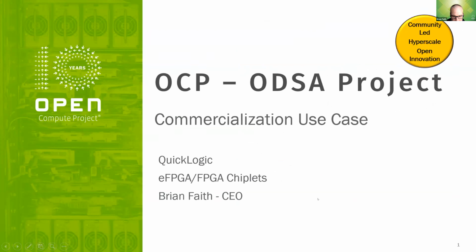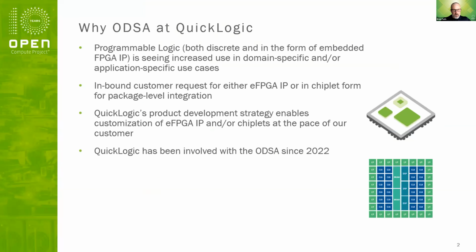Let me start with a little bit about QuickLogic. Go ahead and go to the next slide. So QuickLogic is an FPGA company. We do discrete FPGAs, FPGAs with processor cores, and we do embedded FPGA IP cores. And especially with the supply chain constraints in the market today, a lot of our customers are coming to us looking at how they might take more control of their own supply chain, not using discrete, but actually looking at chiplets as a development strategy.